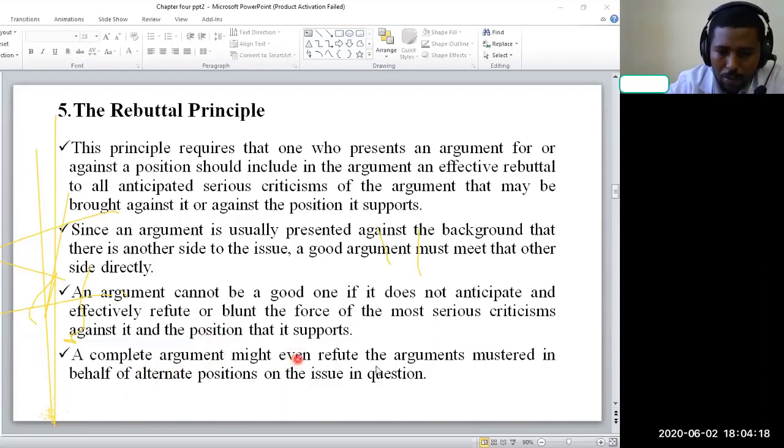A complete argument should refute the arguments mustered on behalf of the alternate position on the issue in question. While we are arguing, we must provide the most well-studied, well-mastered parts of the argument, so that it will become acceptable, because we have included the different alternatives which are suggested in the criticism, the other criticism I mean.